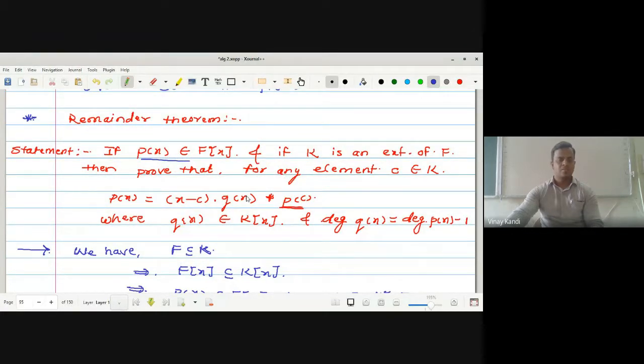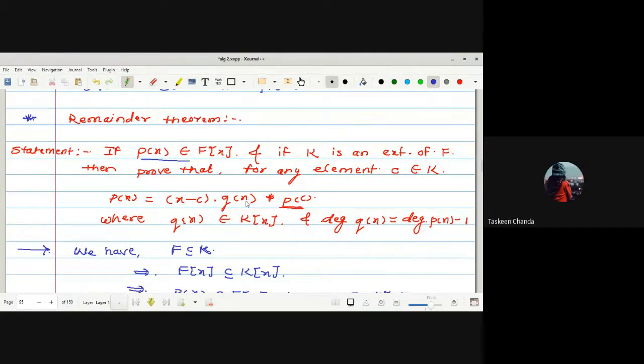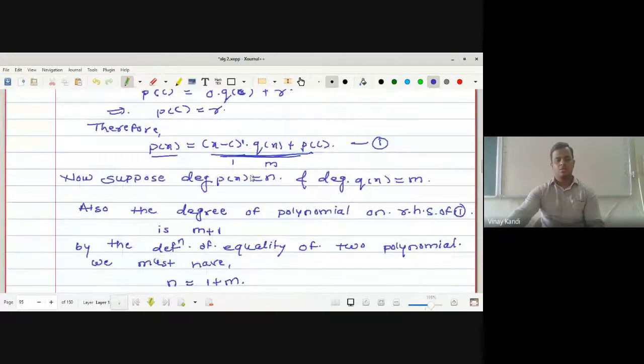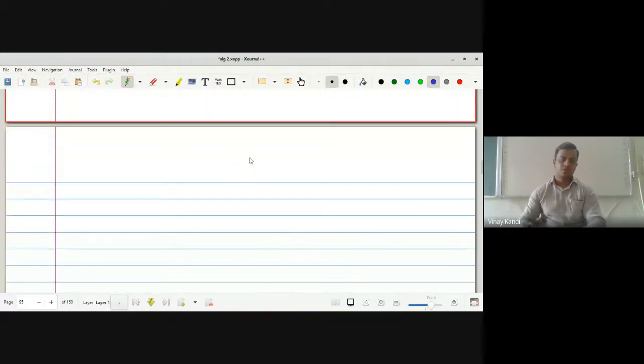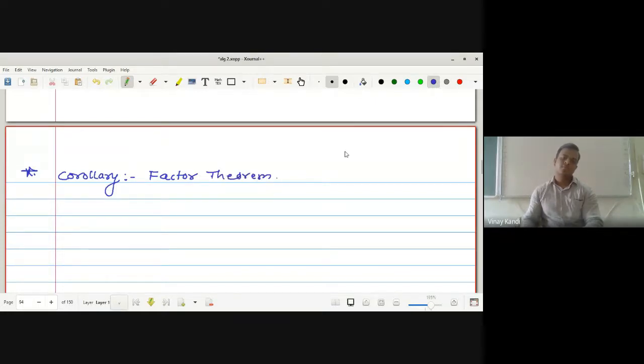Any doubt in this theorem? No, sir. Okay. Now the next corollary is the factor theorem. What is the statement?